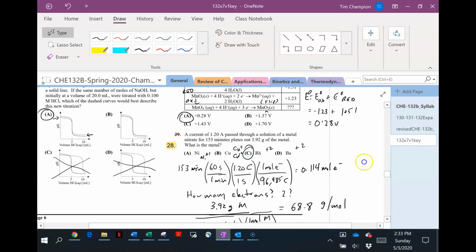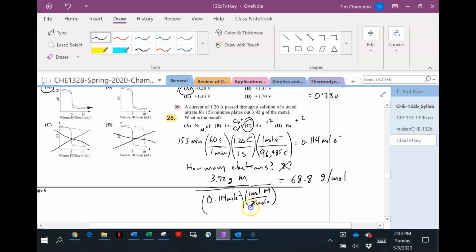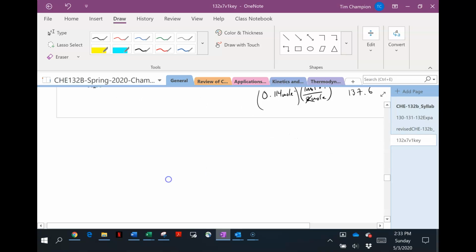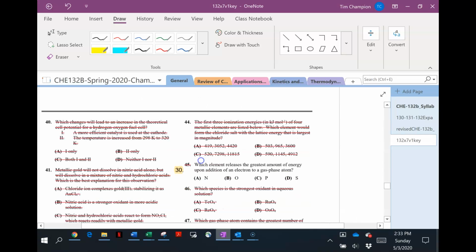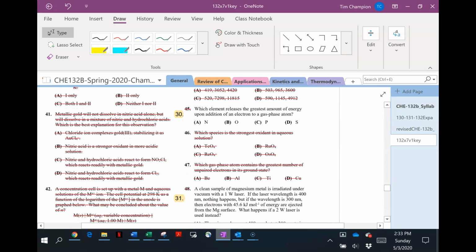I think that this 2 is wrong. If we take that out, then I get twice that, which is going to be 137.6 grams per mole, so pretty close to rhodium at that point. But that's sort of the tack on that. That's a harder than usual electrochemistry problem.